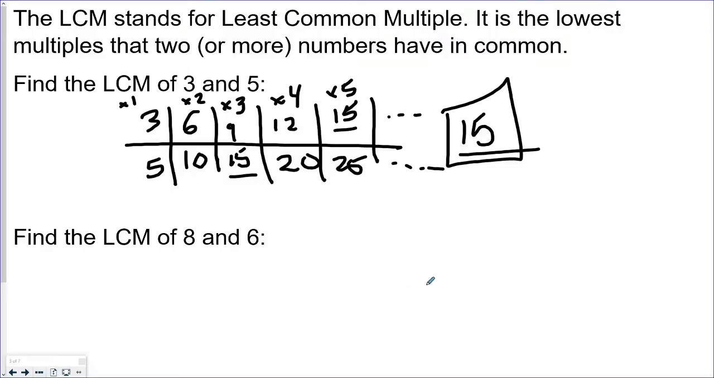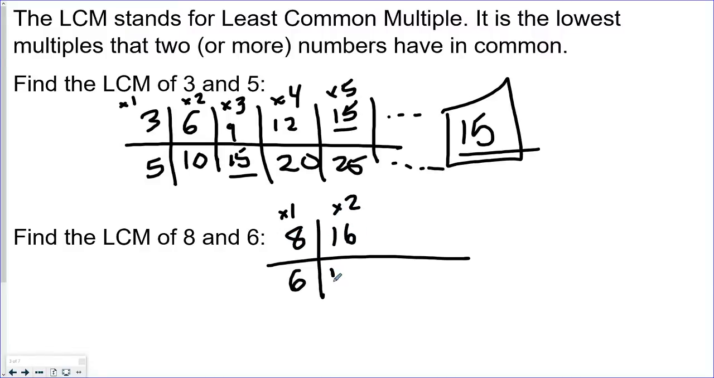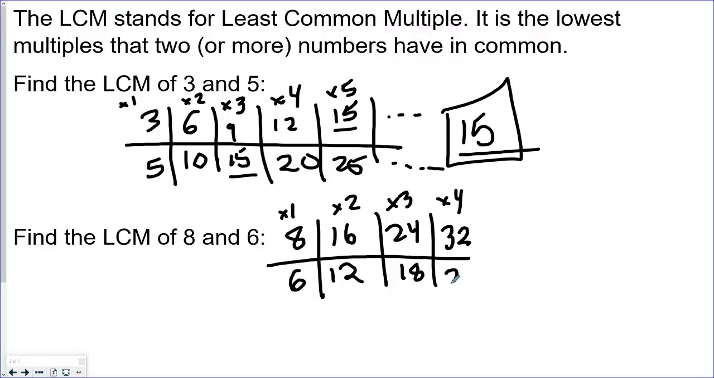If we try 8 and 6, we could do it the same way. 8, 6, it doesn't matter which one you put on top and bottom. So this is obviously times 1, again, not common yet. So times 2, we get 16 and 12, nothing common yet. So times 3, we get 24 and 18, nothing common yet. So we times 4. We get 32 and 24, and here is where we have our common number. So our LCM in this case would be 24.